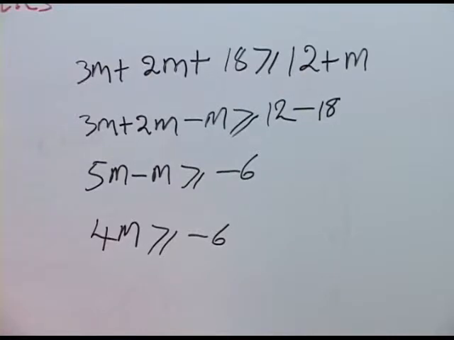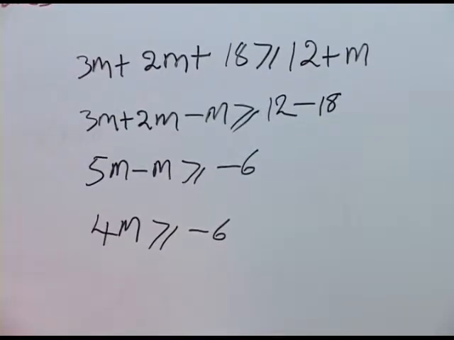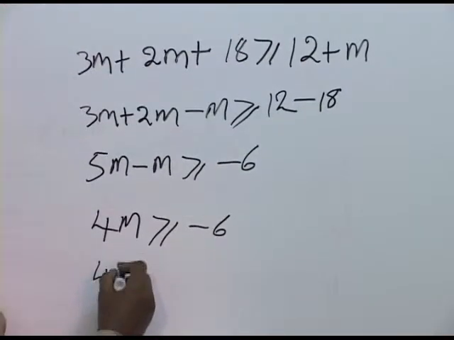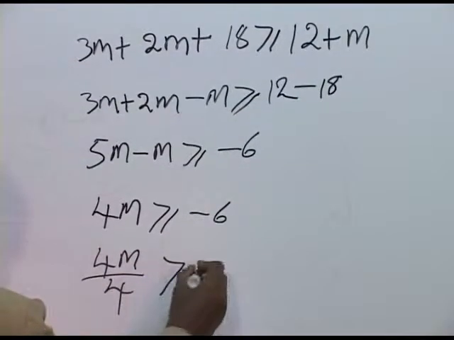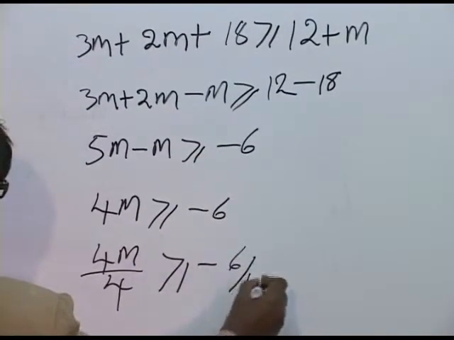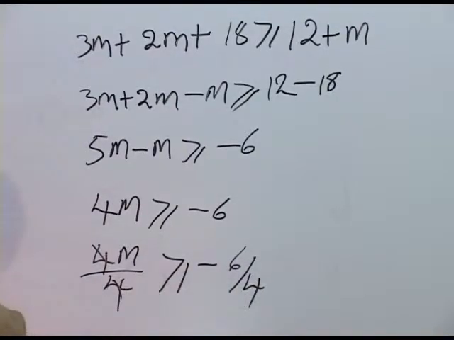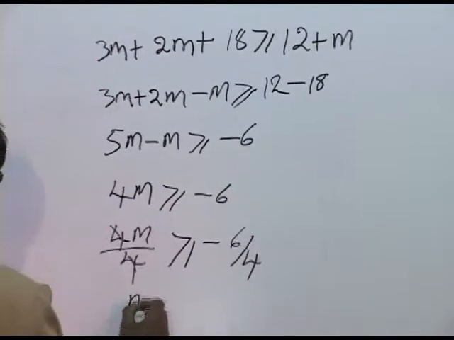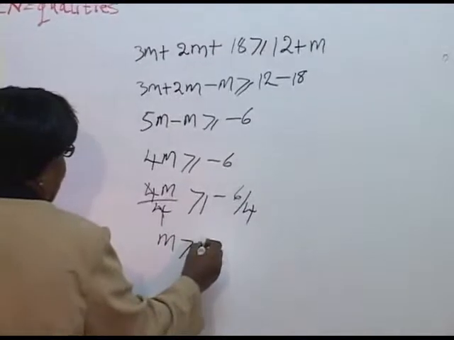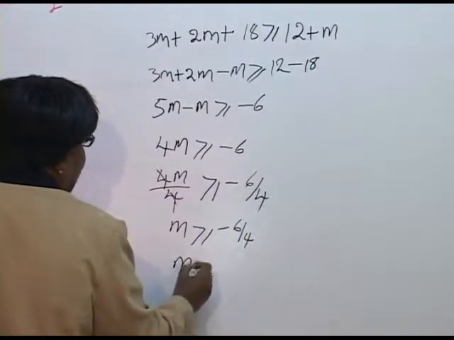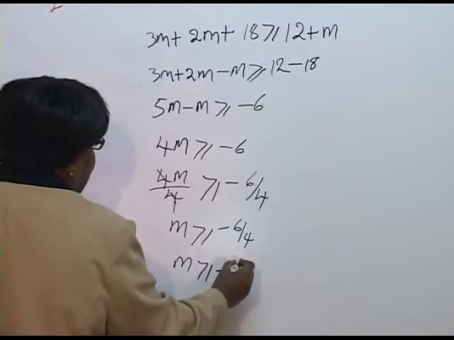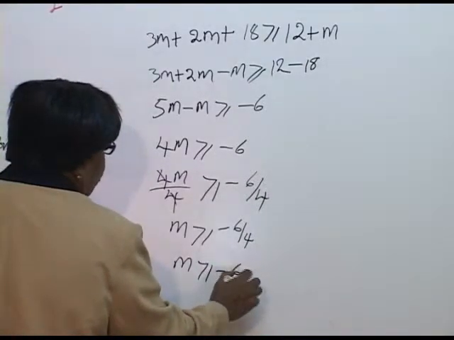We don't want 4m, we want 1m, so we're dividing both sides by 4. m over 4 would be greater than or equal to negative 6 upon 4. The 4's disappear, and we have m then is greater than or equal to negative 6 upon 4. And you can write m would be greater than or equal to negative 3 upon 2.